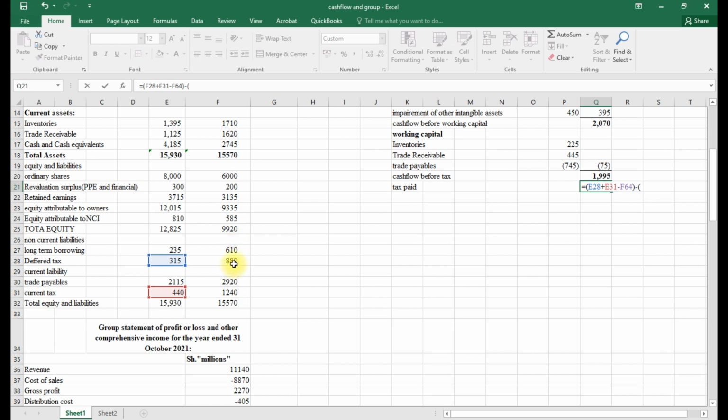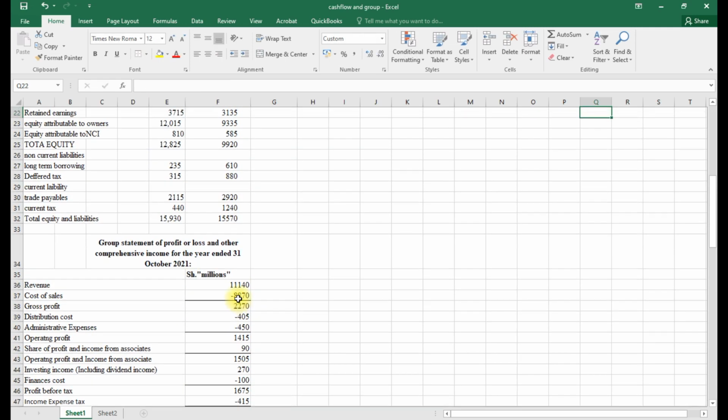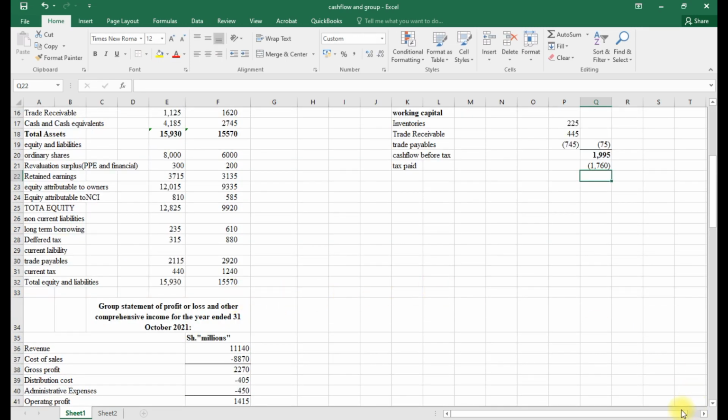open the bracket, deferred tax, we add the current tax, we add the value in the income statement, income tax expense, so here we'll minus, so that it turns out to be positive, and I close the bracket and I enter. So we get that we had a tax of 1760.